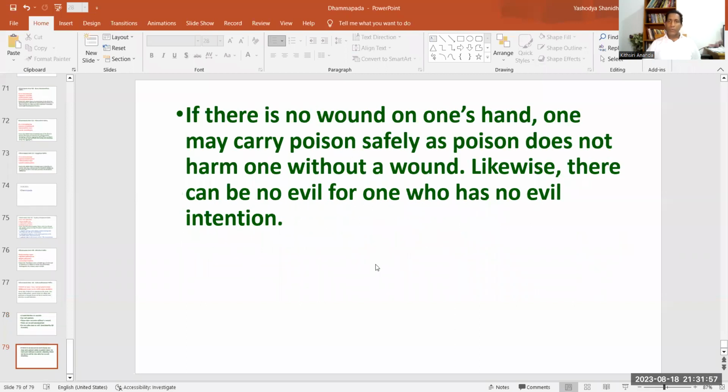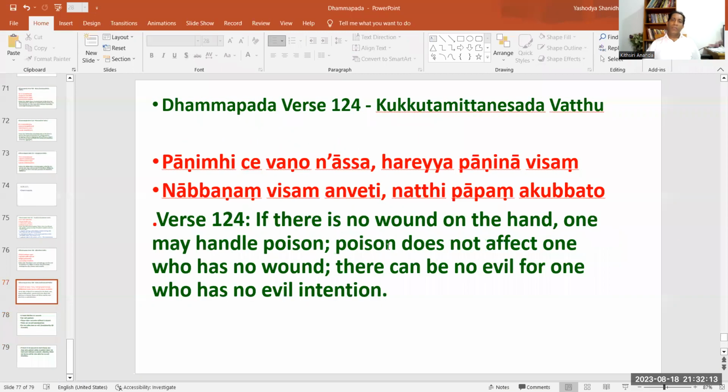If there is no wound on one's hand, one may carry poison safely, as poison does not harm one without a wound. Likewise, there can be no evil for one who has no evil intention. Now, intention is karma, intention together with action.